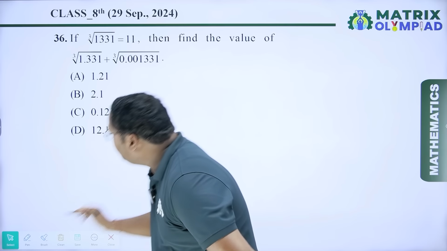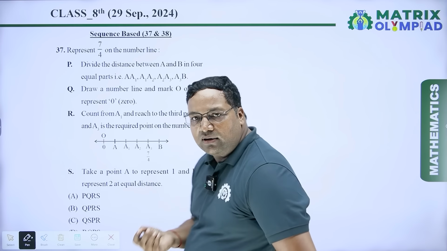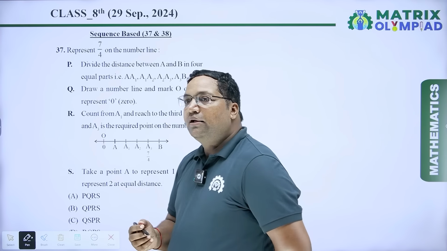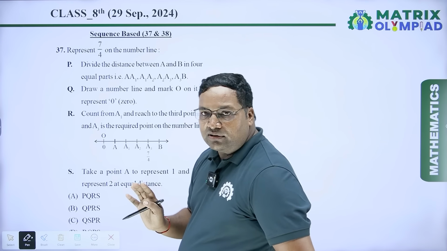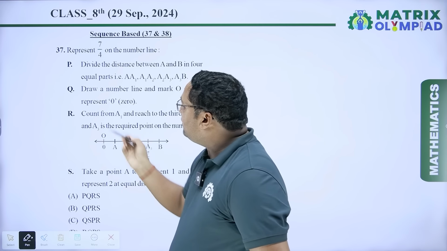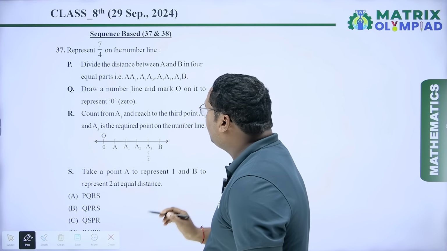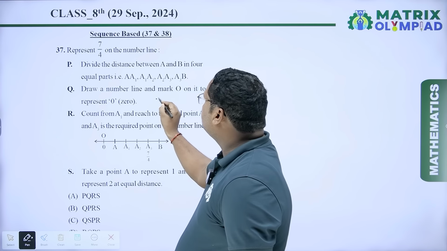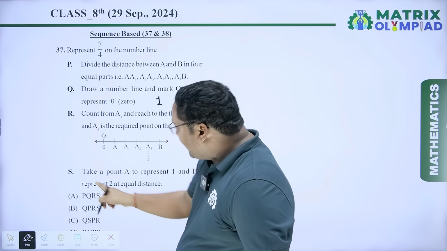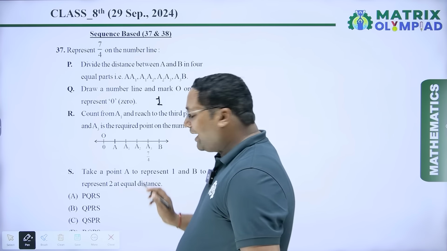Now coming to the next question. Now question number 37, which is represent 7 by 4 on the number line. So we have to read P, Q, R and S statements and tell what is the right step of solving this question. So you have to read all the statements one by one and take the answer. So here you can read first Q option, draw a number line and mark 0 on it to represent 0. So first step is, first you have to draw the number line.